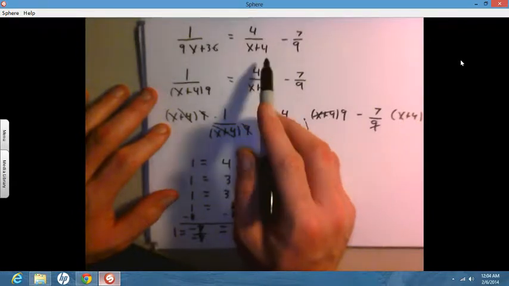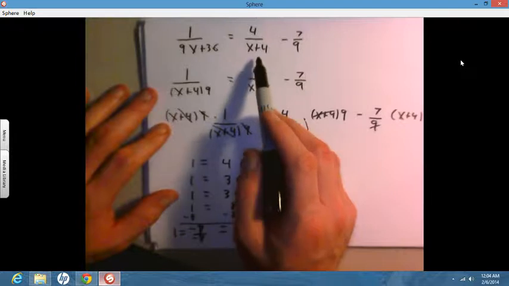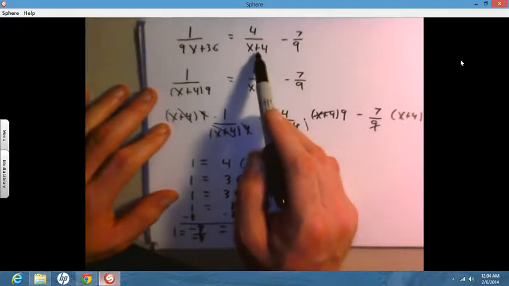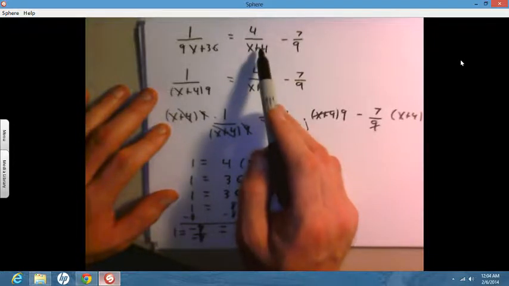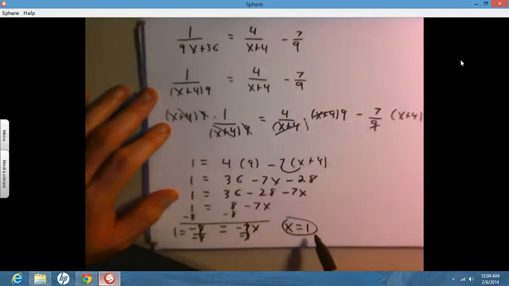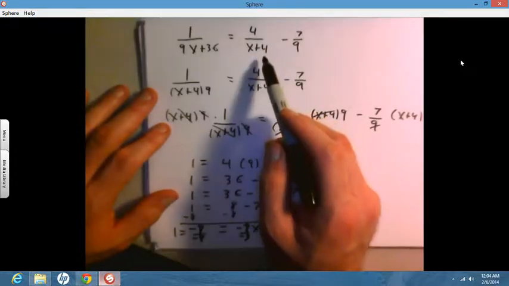And I'll show you what I mean. What I mean is you can't have 4 divided by 0. So if x is, say, -4, then I have 0 down here, and 4 divided by 0 is not defined, okay? So you could wind up with an answer that if you plug it back into the original equation, it doesn't work. And, well, why is that true?